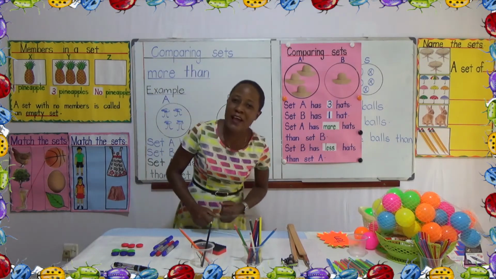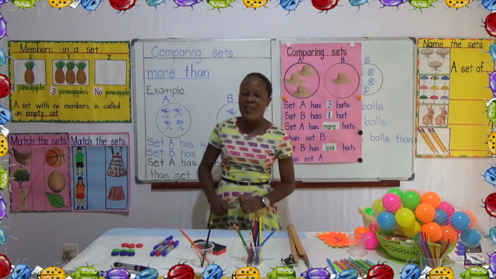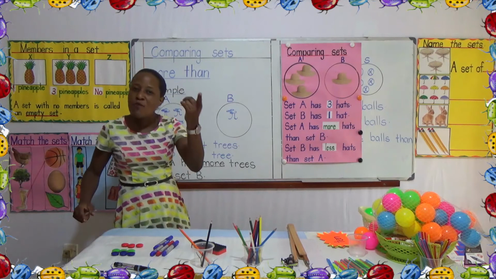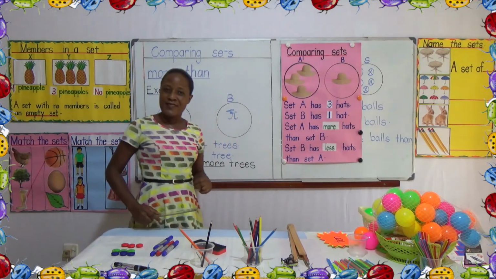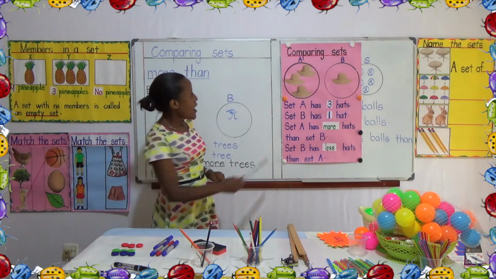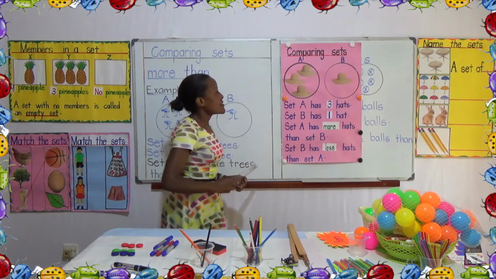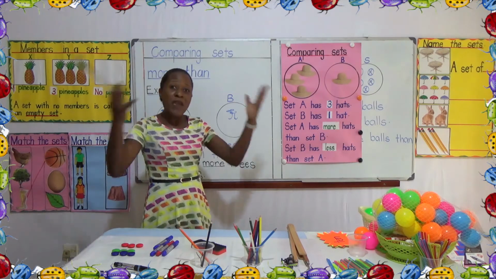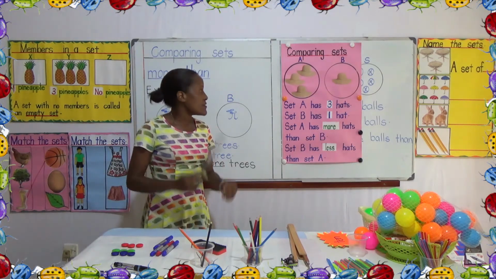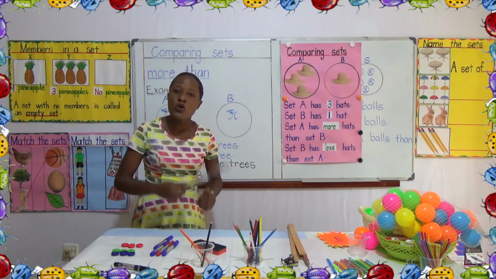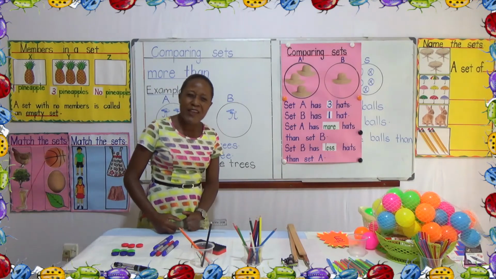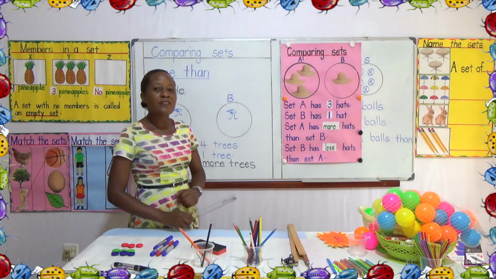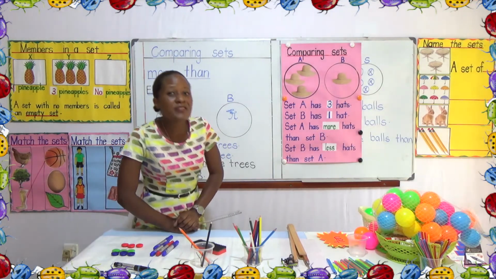Now, which set has more hearts and which set has less? We have looked at 2 words, more and less. Let's see. According to our sets, set A has more hearts. Set A has many. So we shall say set A has more hearts than set B.